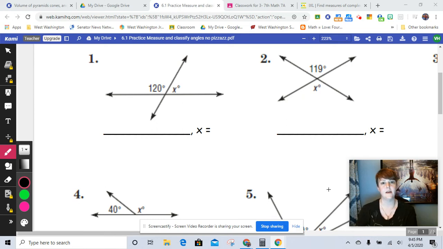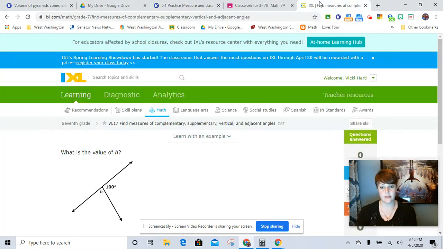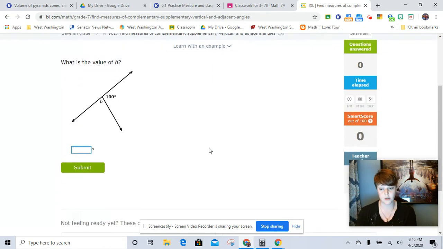Hey, seventh grade. So last week we were working on identifying and doing simple measures with angle pairs like this. And today we're going to continue with that. Your assignment for today is going to be going to W17 in the seventh grade IXL, and you need to send me a screenshot of your SMART score.